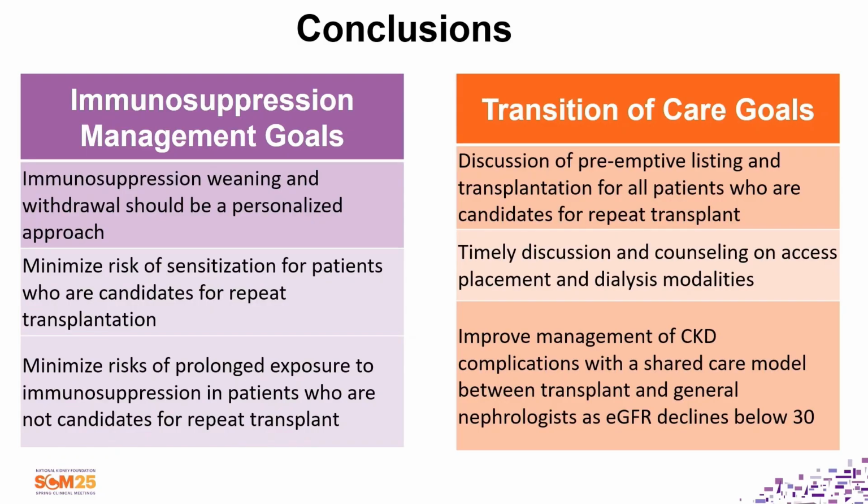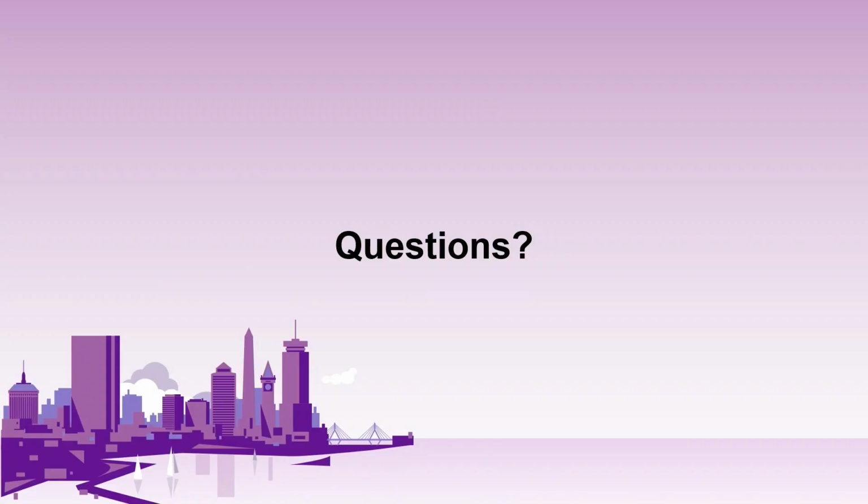And then in terms of transition of care, because we are seeing fewer patients listed for retransplant, it's really important to try to discuss preemptive listing, offer transplant to all patients who are candidates for repeat transplant. If they're not, timely discussions and counseling on access placement and dialysis modalities, and overall creating more of a shared care model between general nephrologists and transplant nephrologists so that we minimize complications of CKD that happen as a transplant allograft fails. Thank you.